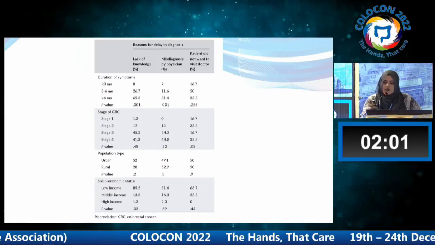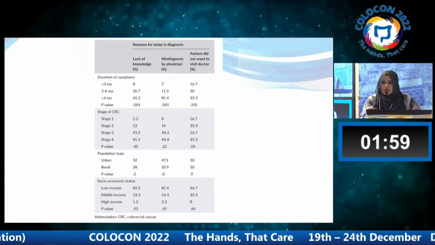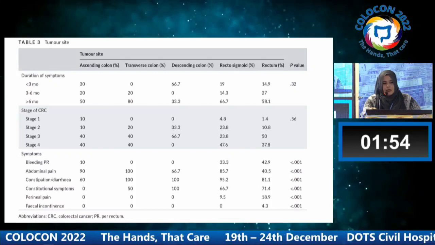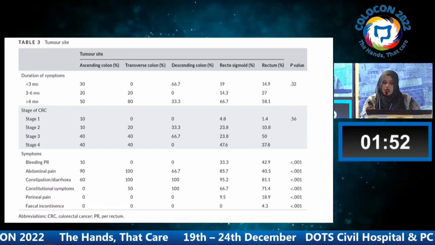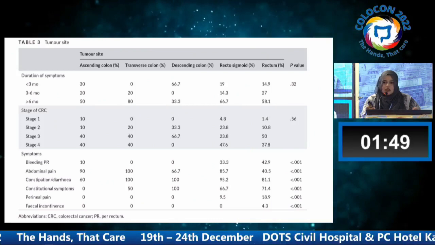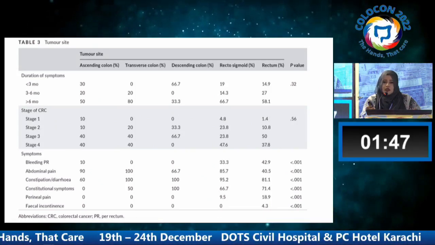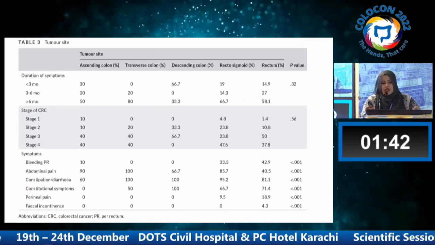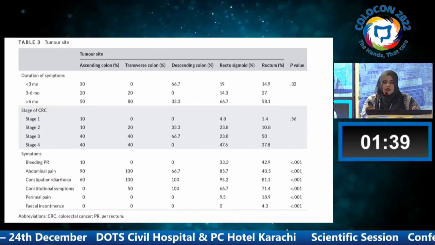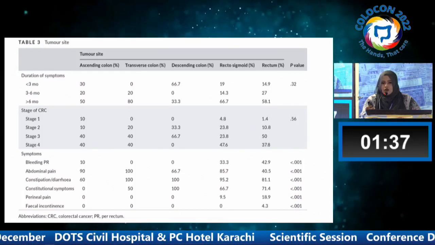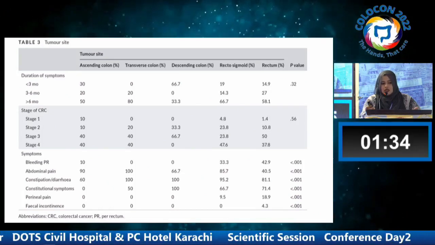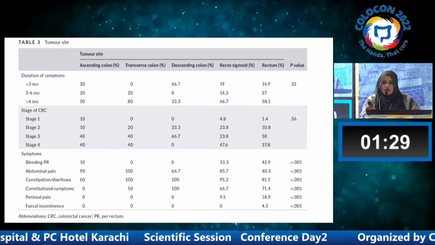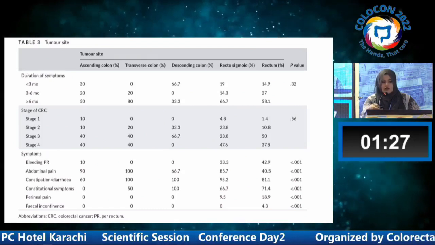The most common symptom of these 113 patients was bleeding per rectum, followed by constipation and abdominal pain. Fecal incontinence was not common in the patients except for rectal cancer. 4.3% of the patients with rectal cancer had fecal incontinence at the time of presentation, while 18.9% with rectosigmoid cancer that was extending up to the rectum also had fecal incontinence. Perianal pain was only common in rectosigmoid and rectal cancer, at 9.5%.